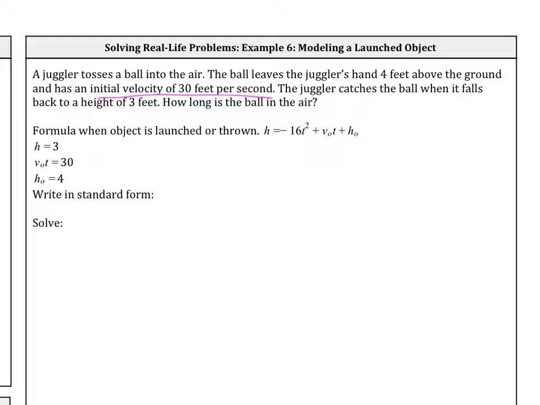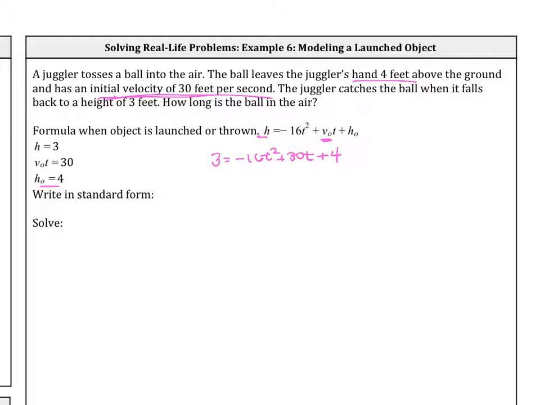So a formula when an object is launched or thrown is this formula: h equals negative 16t squared plus v sub 0 t, plus h sub 0. And so we have our initial velocity, that is the v sub 0, and then we have the initial height, which is the 4 feet above the ground right here. So we have h, the height when he catches it, is 3 feet, then the velocity is 30 and the initial height is 4, so let's plug that all in. 3 equals negative 16t squared plus 30 times t plus 4.